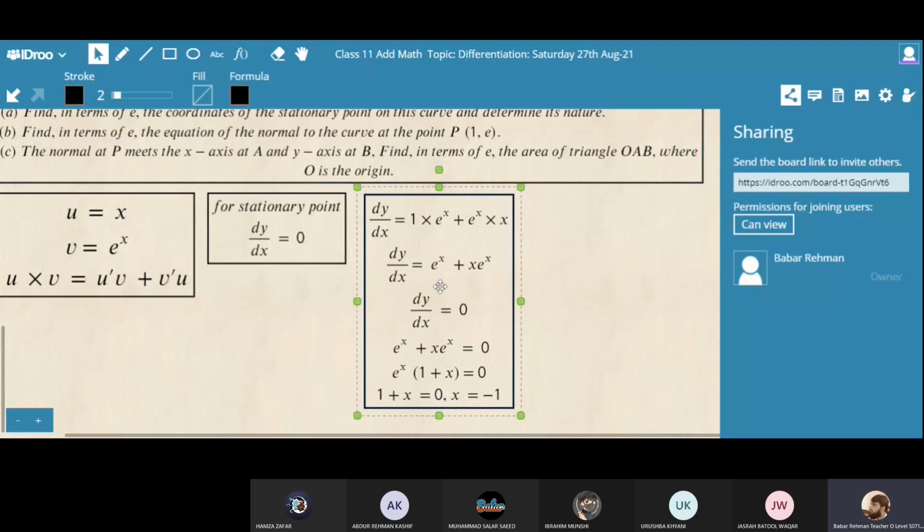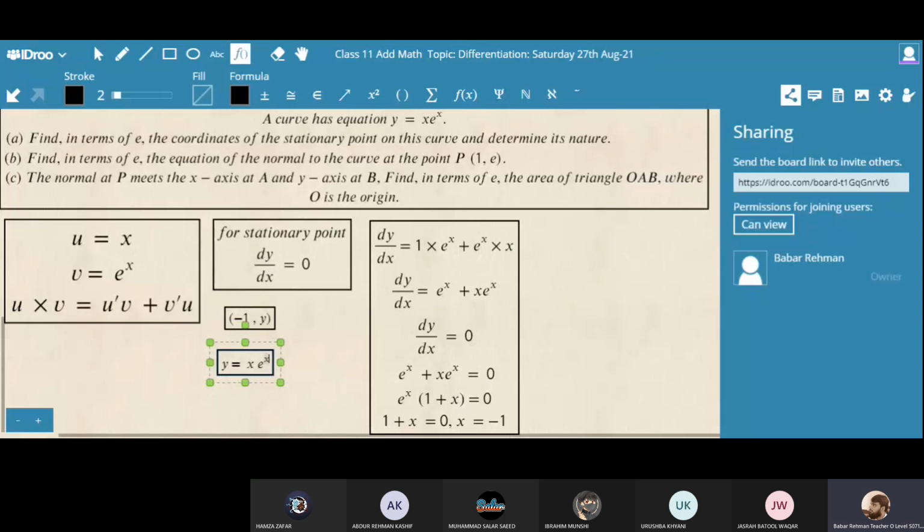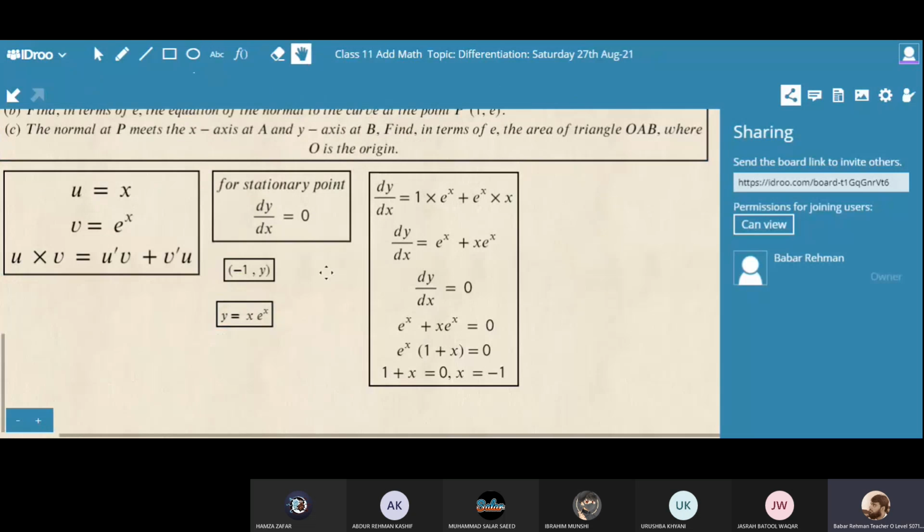So now we have to find the coordinate of the stationary point. I have found x is -1, but I don't know what y is. So what should I do to find y? In the function, I will input the value of x. So now substitute the value of x in that function. y is equal to x e power x. Now substitute values over here. x is equal to -1, and tell me what is your answer.